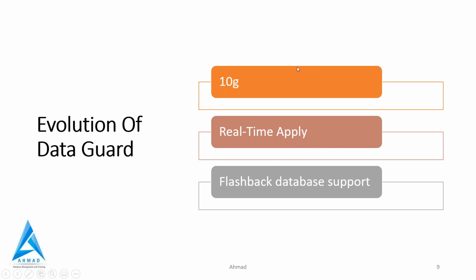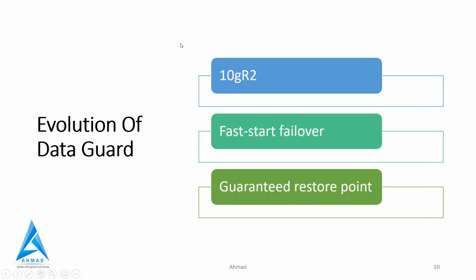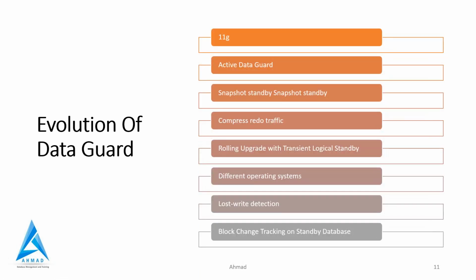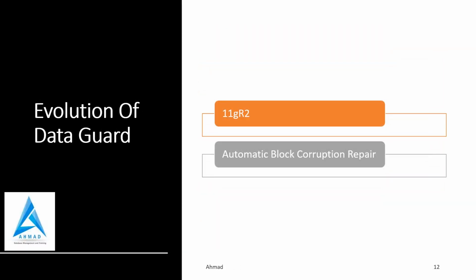And flashback database support was introduced in 10G. And in 10G Release 2, fast start failover and guaranteed restore point were introduced. And in 11G, Active Data Guard, snapshot standby, compressed redo traffic, and rolling upgrade were introduced, and different operating systems, which means you can use a different operating system for production and standby. Block change tracking and lost write detection were also introduced. And in 11G R2, automatic block corruption repair was introduced.